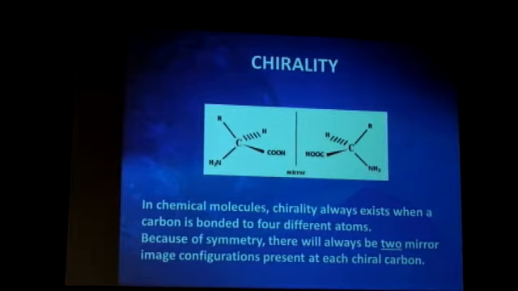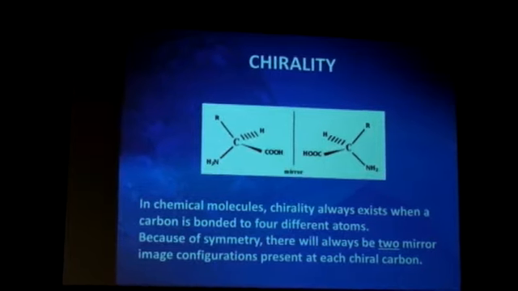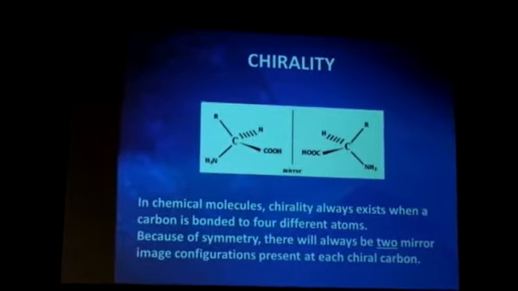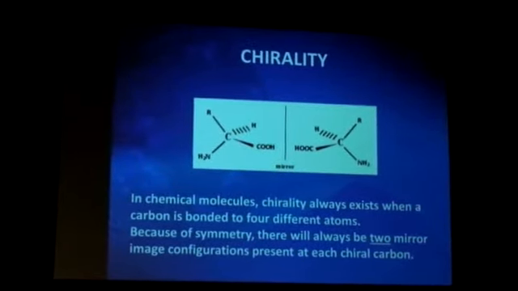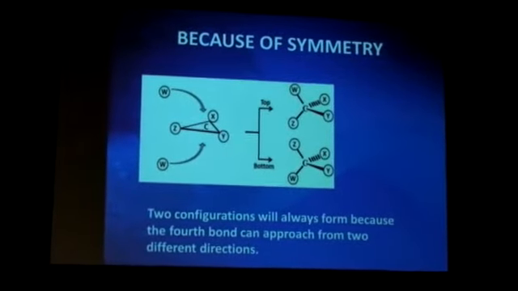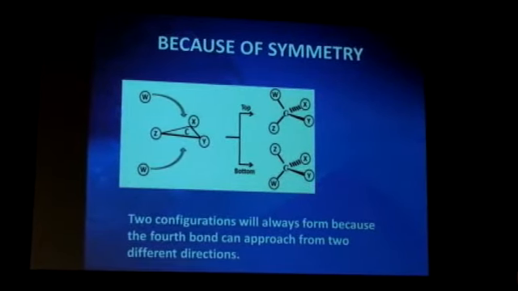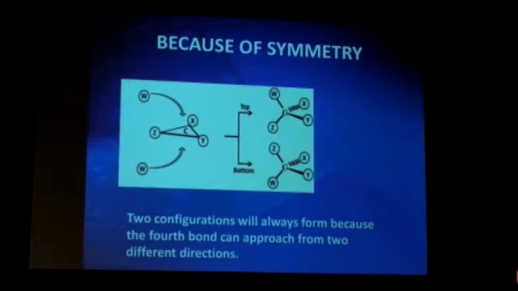It's known in chemistry that chirality always exists when a carbon is bonded to four different atoms. And right here I show the amino acid structure of both enantiomers. Because of symmetry, there will always be two mirror image configurations for each chiral carbon, because the fourth bond can approach from two different directions. As we see right here, this fourth bond, labeled W, is coming in to a carbon that has a choice of coming in from the top or from the bottom. Because this is a planar molecule, there's an equal opportunity of coming in from the top or the bottom, giving you two different tetrahedral structures for carbon.